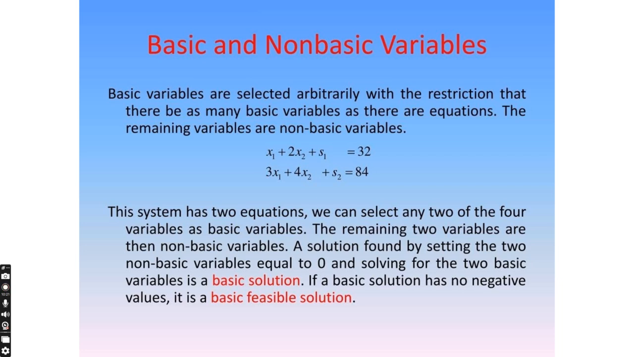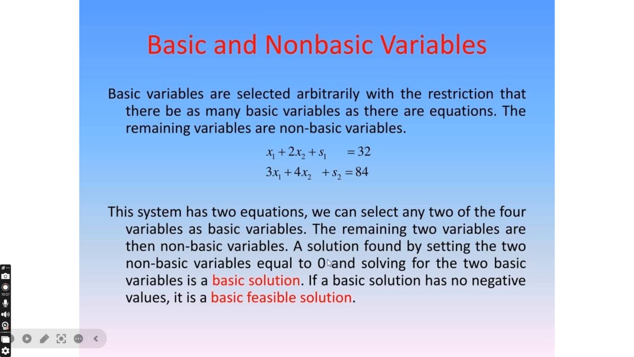Then basic and non-basic variables. What are basic variables? Basic variables are selected arbitrarily with the restriction that there may be as many basic variables as there are equations. The remaining variables are non-basic variables. So for example, x1 + 2x2 + s1 = 32, 3x1 + 4x2 + s2 = 84. There are two equations. For these two equations we can select any two of the four variables as basic variables. The remaining two variables are non-basic variables.